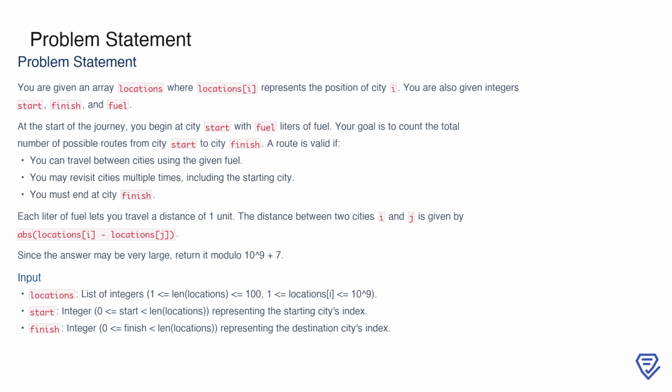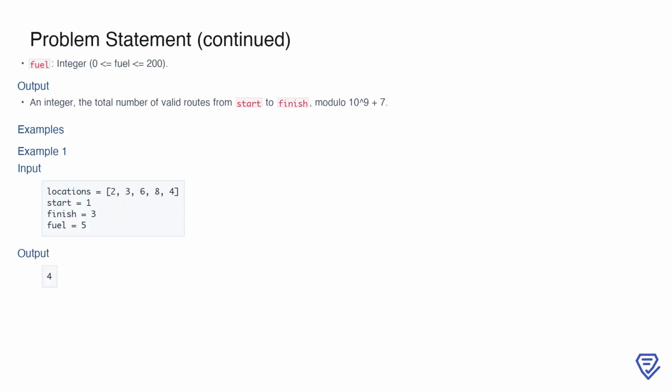Since the number of valid routes can be very large, the answer should be returned modulo 10 to the power of 9 plus 7. The fuel, represented by an integer, can range from 0 to 200. Our output will be a single integer indicating the total number of valid routes from start to finish, with the result being modulo 10 to the power of 9 plus 7.